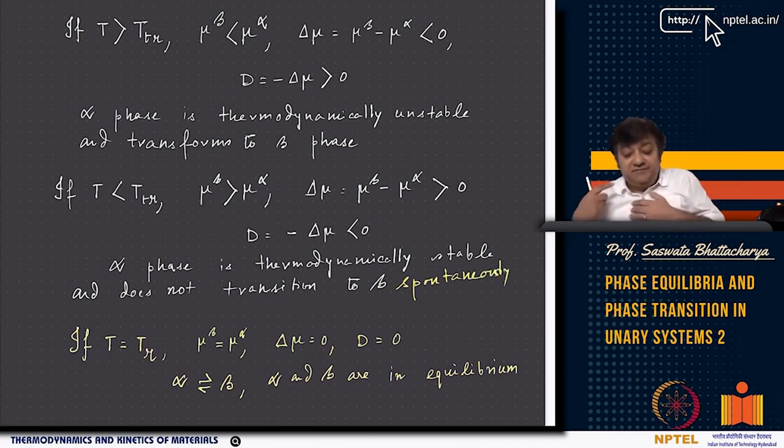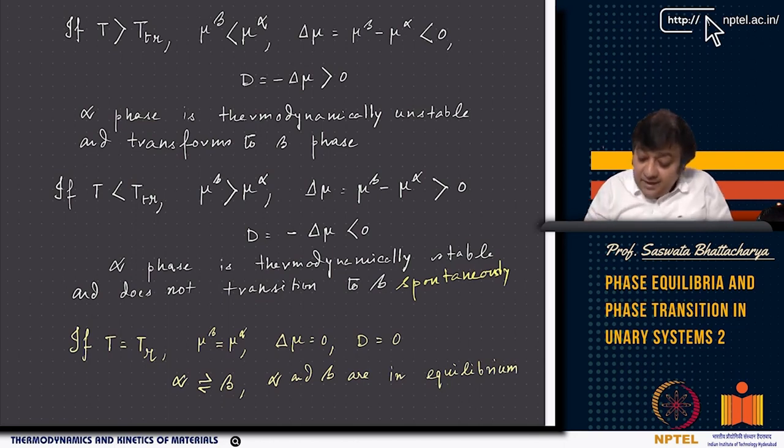Okay, so if T equals the transition temperature, as you know, mu beta, that is the molar free energy or chemical potential of beta, because it's a unary system, equals the molar free energy of alpha. And therefore delta mu is basically zero. If delta mu is zero, the driving force is zero. If the driving force is zero, alpha and beta are in equilibrium, and the transformation from alpha to beta or beta to alpha are equally likely.